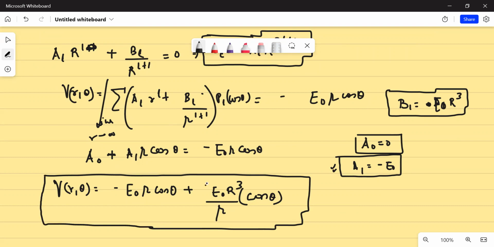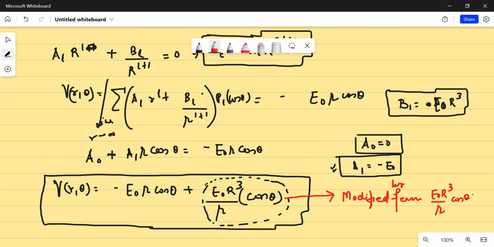And one must understand that this particular potential term is because of the induced charge distribution. See, this term was already there due to the presence of a net external field along the z direction. So this particular term is this modification which has been brought about by the induced distribution of charges. So your potential has been modified by the term given by E naught capital R cube divided by small r cos theta, and this term is because of the induced charge distribution within the sphere. Okay, I hope it is clear.